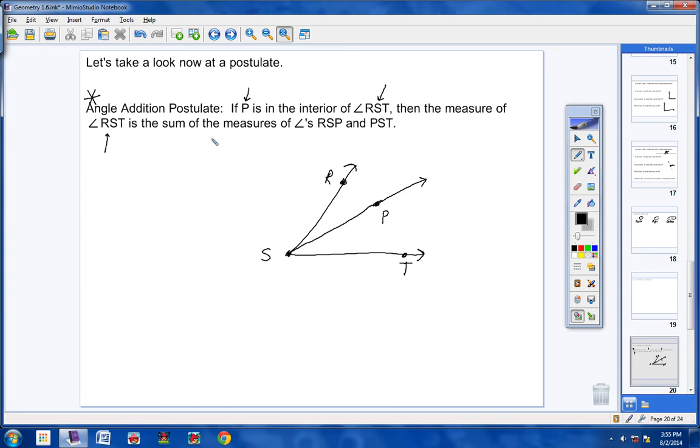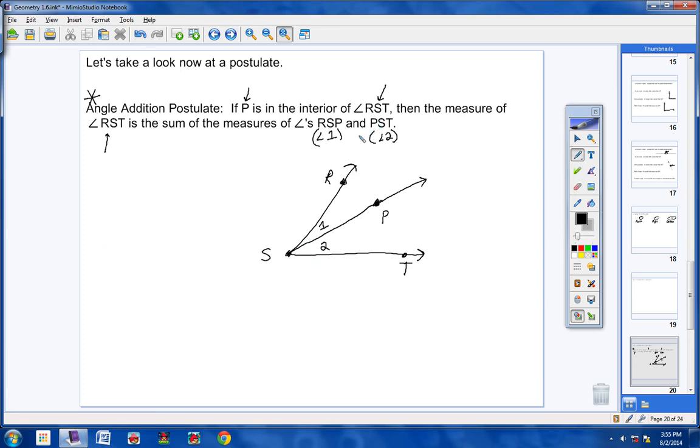Now look what it says. It says if you add up this angle here, RSP, we're going to call that angle 1. You might want to put a little angle 1 right there and then put a 1 right here. And angle PST, we're going to call that angle number 2. So we're going to put angle 2 right here. If you add those two angles together, you will get the entire big angle of angle RST.